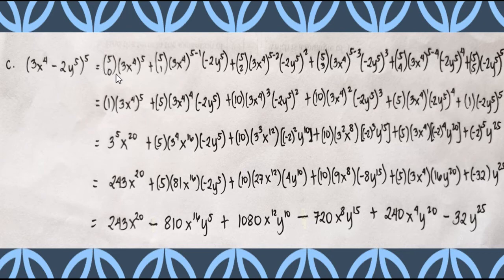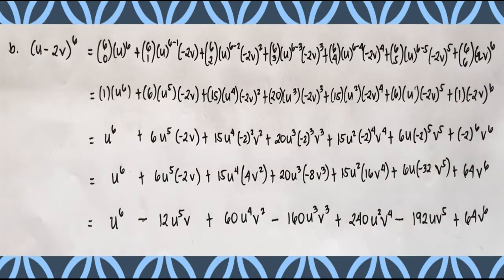So, pila man ta ka term? 1, 2, 3, 4, 5, 6. Okay, 6 terms ta no. Basta to the power of 5. Kaniha, ato ang term sa atong B, 6 man ang atong power. So, ang atong term, 1, 2, 3, 4, 5, 6, 7. Okay? R plus 1 man siya.